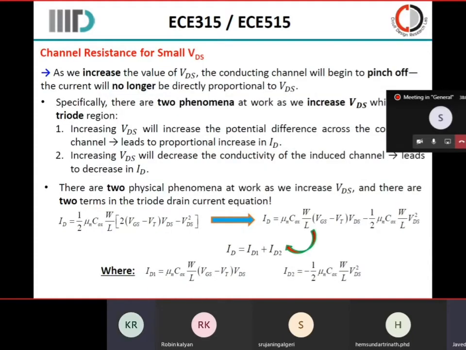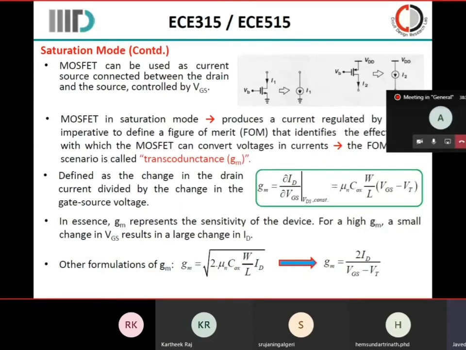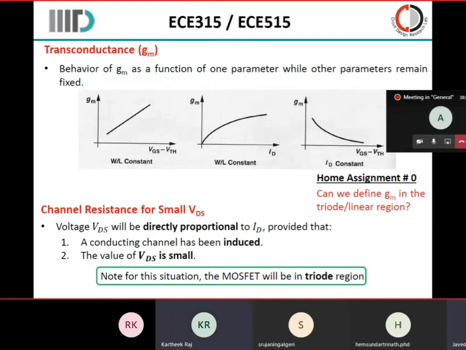So one question: actually these graphs are valid only for the saturation region, no? Which one? The gm versus whatever. Yes, this is applicable for transconductance in saturation. I did not say it is for the linear region. It is a continuation of the saturation mode itself. Only for the channel resistance for small VDS, only the last portion is in the triode region, not the entire discussion. So the graphs are valid only for the saturation region, not for the linear region. Yes. Okay, you understand that one.